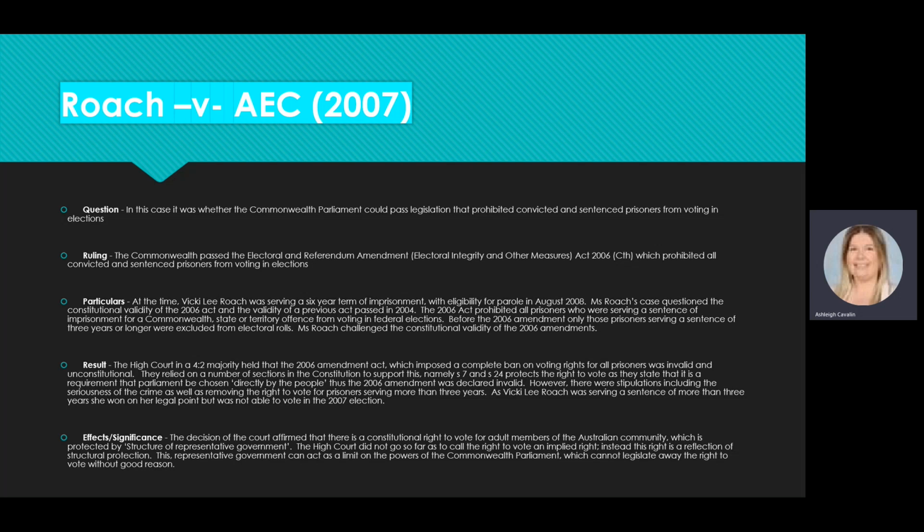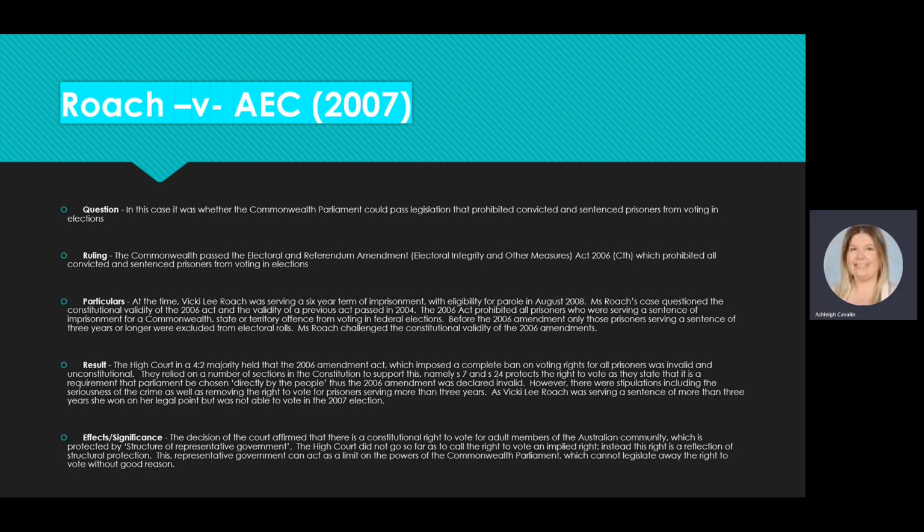Roach v. the AEC. In this case, the question was whether the Commonwealth Parliament could pass legislation that prohibited convicted and sentenced prisoners from voting in elections. The Commonwealth passed the Electoral and Referendum Amendment (Electoral Integrity and Other Measures) Act in 2006, and this prohibited all convicted and sentenced prisoners from voting in elections. At the time, Vicky Lee Roach was serving a 6-year term of imprisonment. She had eligibility for parole in August 2008.